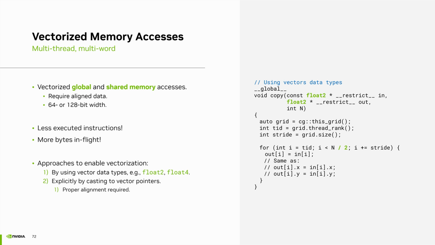law. So there are 2 ways to do vectorization. One is by using the vector types explicitly that are available in CUDA. So in this example, instead of floats, we use float2s, and the compiler does the work for us, basically. And then the other way is to cast our pointers, okay?